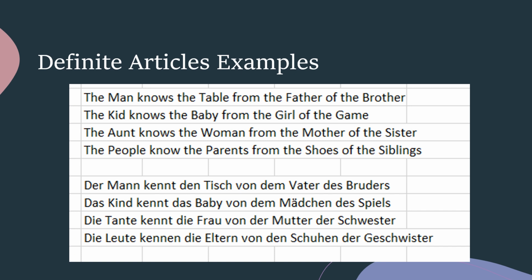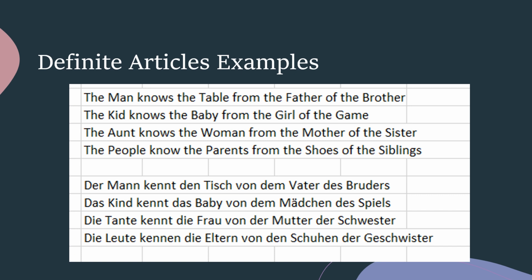Die Tante kennt die Frau von der Mutter der Schwester. The aunt knows the woman from the mother of the sister. Die Leute kennen. As you can see here, this is kennen, not kennt, because this is plural. Die Leute kennen die Eltern von den Schuhen der Geschwister. The people know the parents from the shoes of the siblings.